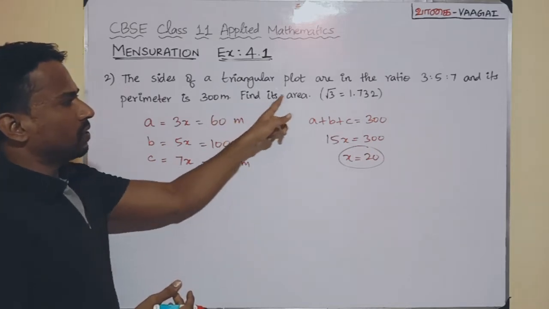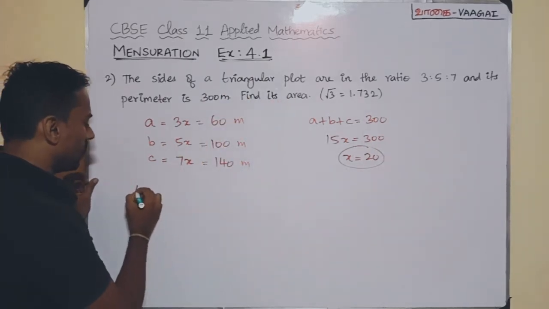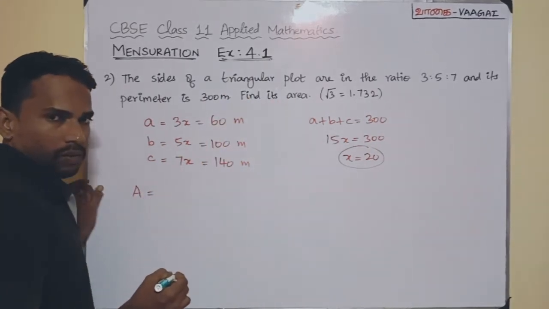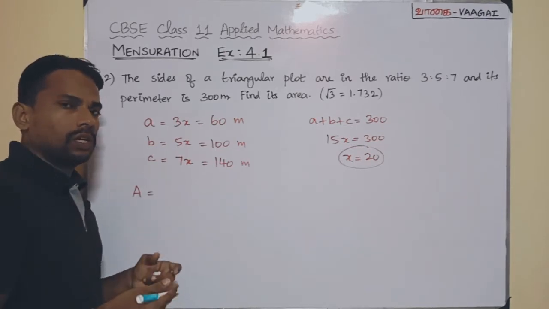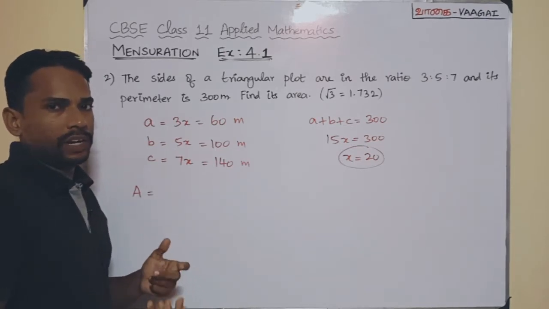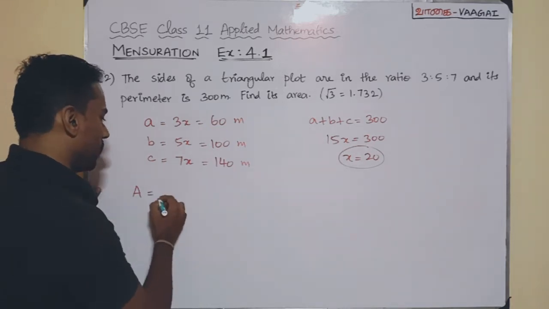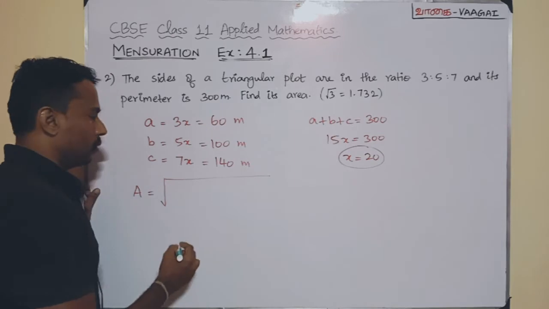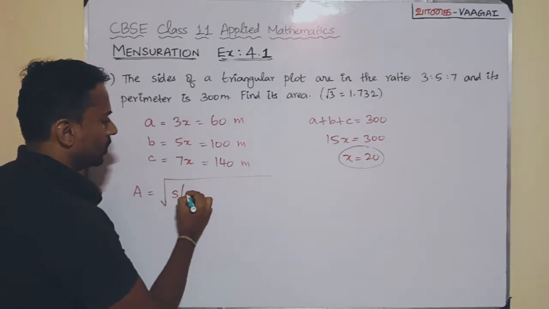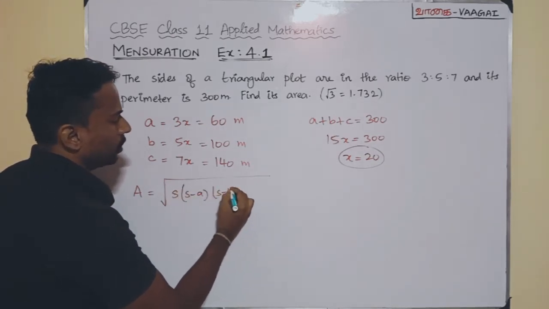Now the only thing is we need to find the area. So to find the area, we can again use the same formula. What formula? We can use root of s into s minus a into s minus b into s minus c. We can use that formula itself to find the answer. Let me rewrite that formula once again just for you to recollect: s into s minus a into s minus b into s minus c.